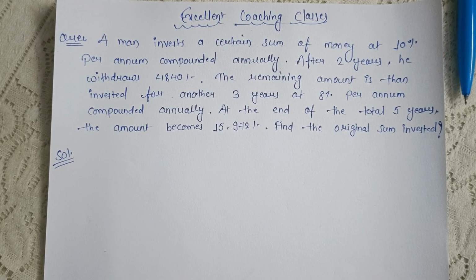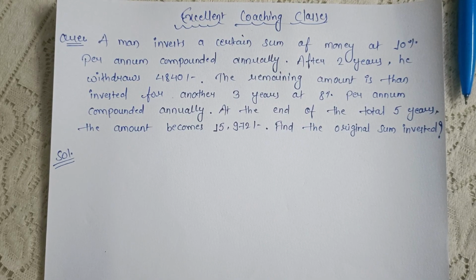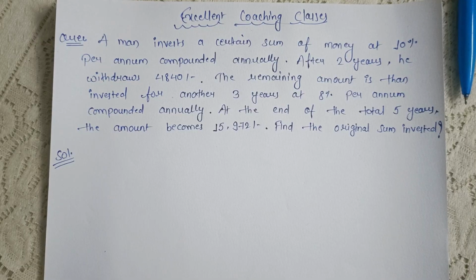A question about compound interest and amount. Here we have a word problem. A man invests a certain sum of money at 10% per annum compounded annually. After 2 years, he withdraws rupees 4840. The remaining amount is then invested for another 3 years at 8% per annum compounded annually. At the end of the total 5 years, the amount becomes 15,972 rupees. Find the original sum invested.